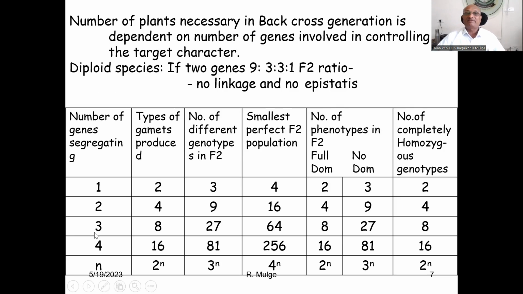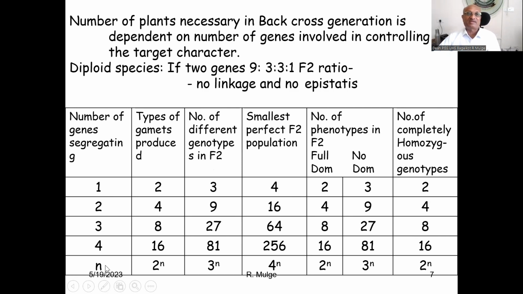Like that, if you take 3 genes, this is the number you will get. 8 types of gametes, 27 different genotypes in F2, smallest perfect F2 population 64, number of phenotypes in F2 8 with full dominance and 27 with no dominance, and number of completely homozygous genotypes 8. You can work it out like that, but the human brain cannot identify beyond 3. Yes, mathematically it is possible. You have got a formula here.